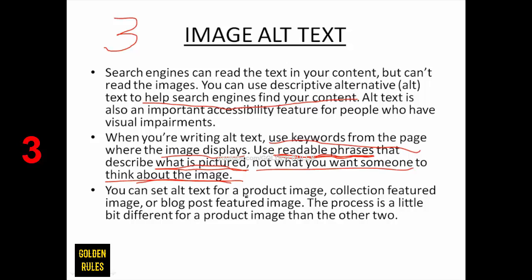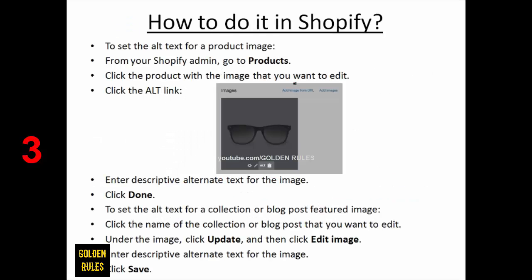You can set alt text for a product image, collection feature image, or blog post feature image. The process is a little bit different for a product image than the other two. Now how to do it in Shopify? To set alt text for a product image, from your Shopify admin, go to products, click the product with the image that you want to edit, click the alt link as you can see here. Okay, now enter the descriptive alternate text for the image.